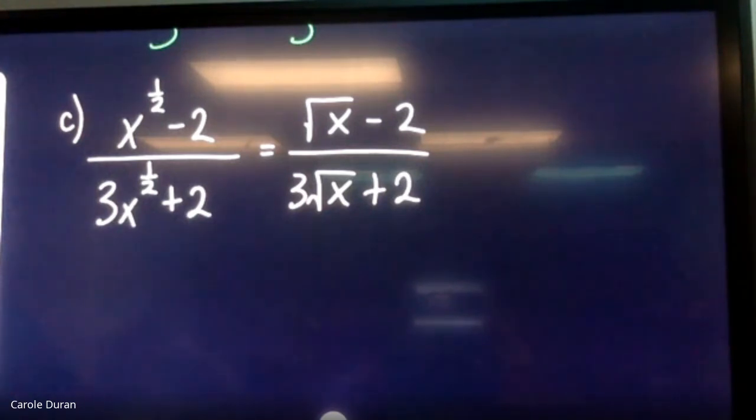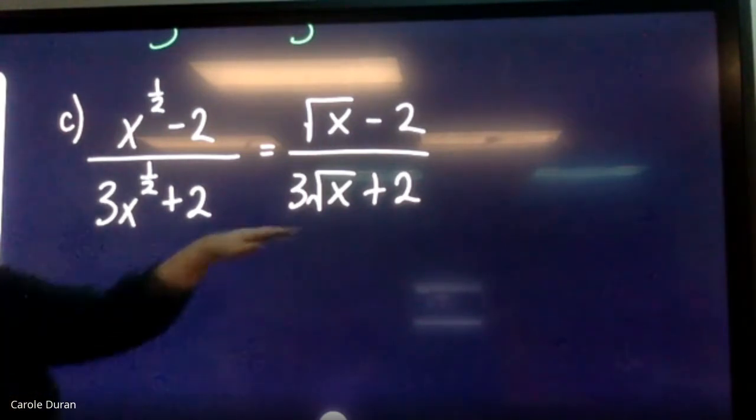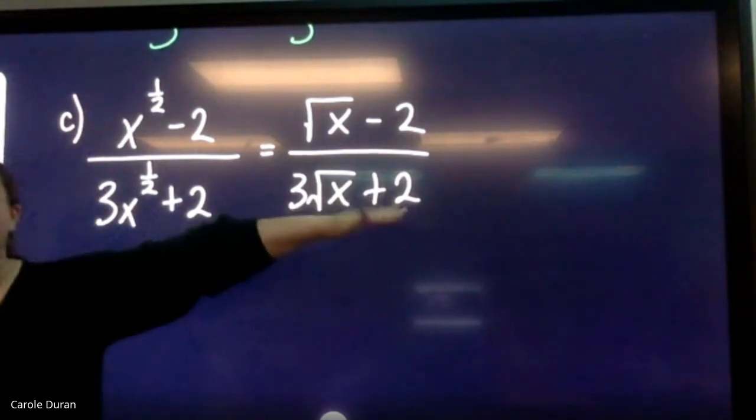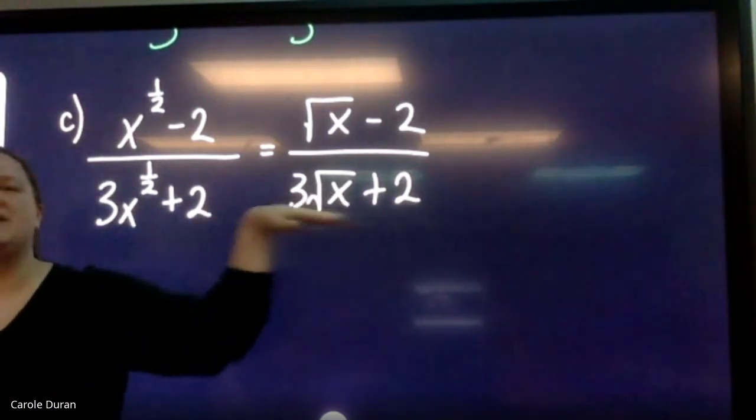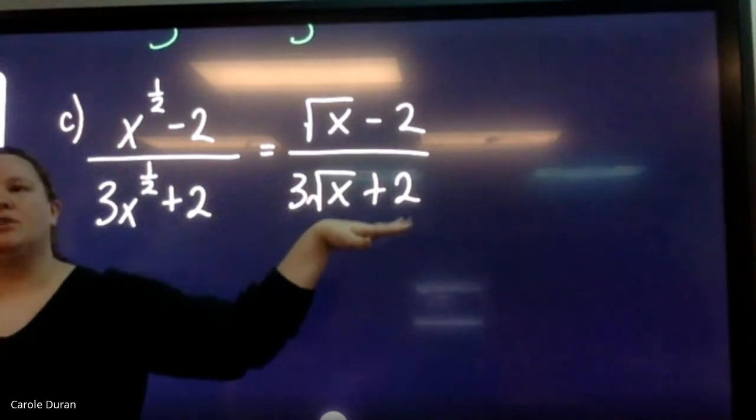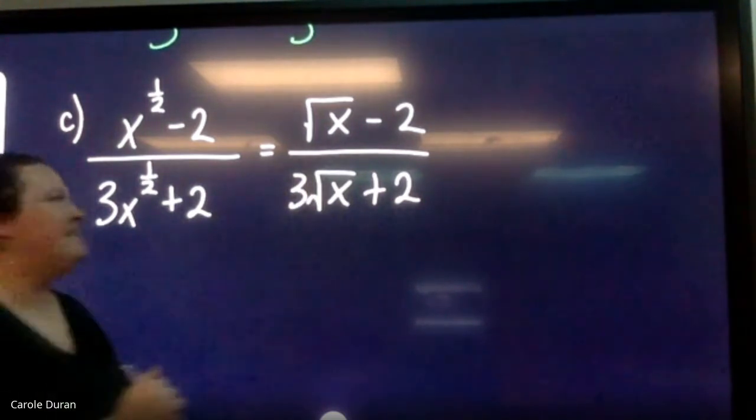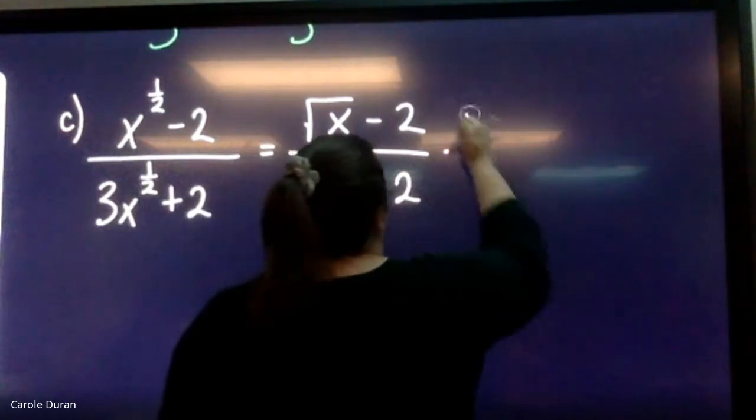What do I need to do? You need to conjugate. Say it, Cadence. I need to rationalize by multiplying by the conjugate of my denominator. This is what we did last class. I need to rationalize and get rid of the radical in my denominator if possible, which means I need to multiply by the conjugate of this. So what is the conjugate of 3 root x plus 2? Just minus 2. Good.